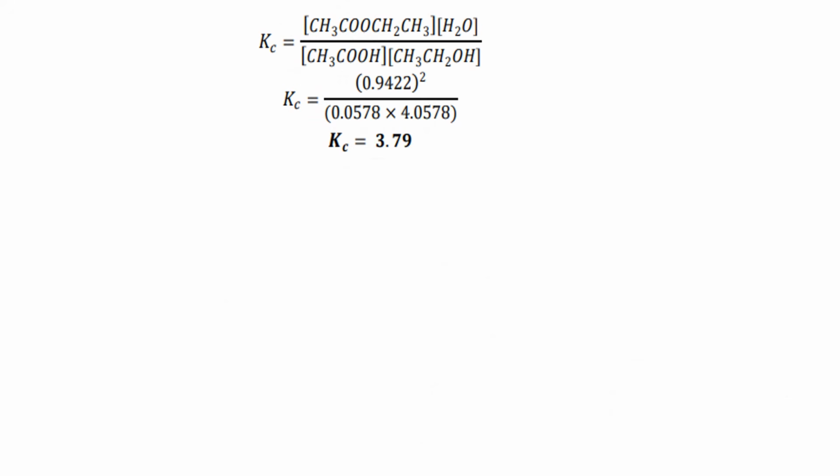So substituting into the formula is always given like this. Substitution is going to give you a square bracket of 0.9422 squared, divided by 0.0578 multiplied by 4.0578. Putting everything in the calculator, you're going to get 3.79 as your answer.